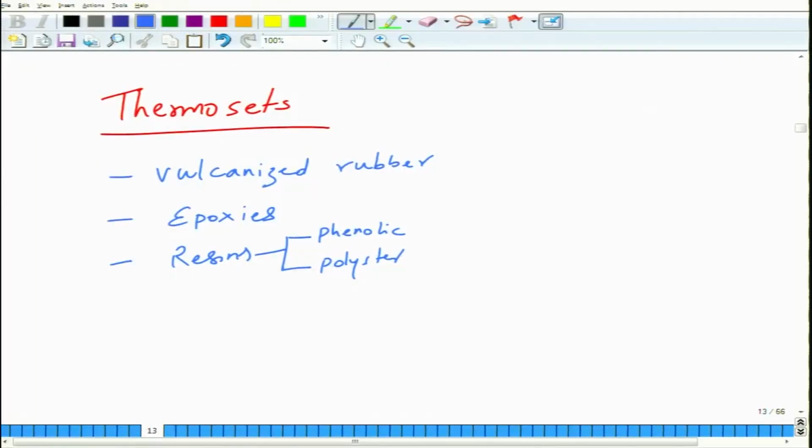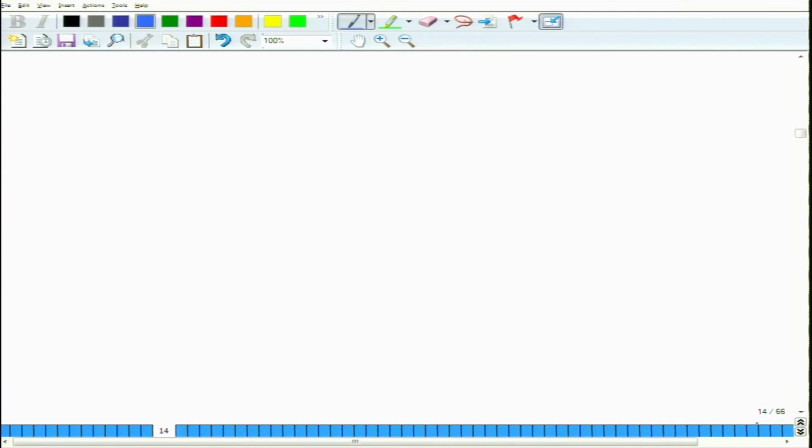Okay. Similarly, any epoxy, bakelite. Bakelite is another example, and bakelite is used in a lot of electrical applications. It can withstand high temperature, but it decomposes at high temperature rather than melting. It doesn't soften. So these are some examples of thermosets.